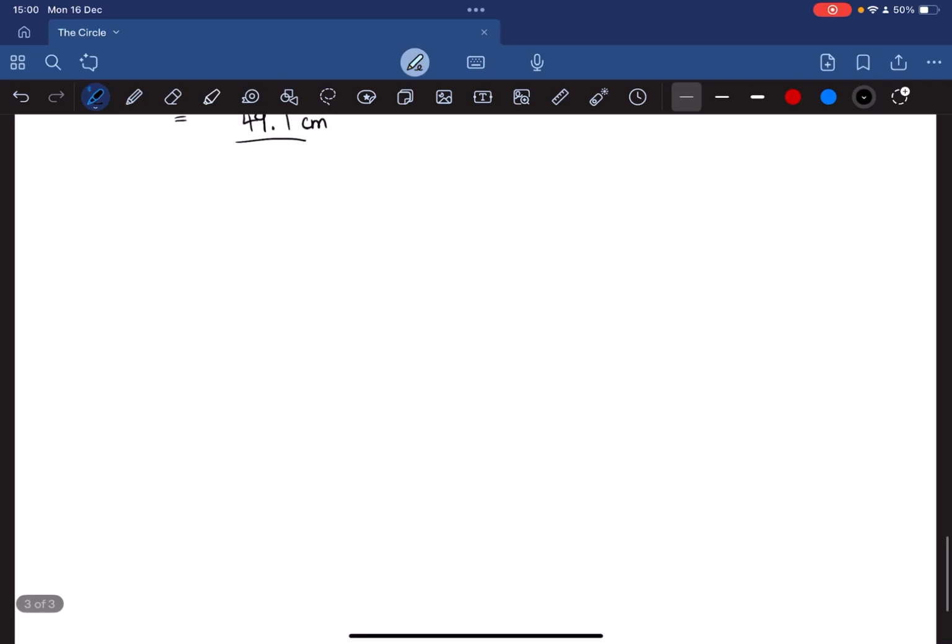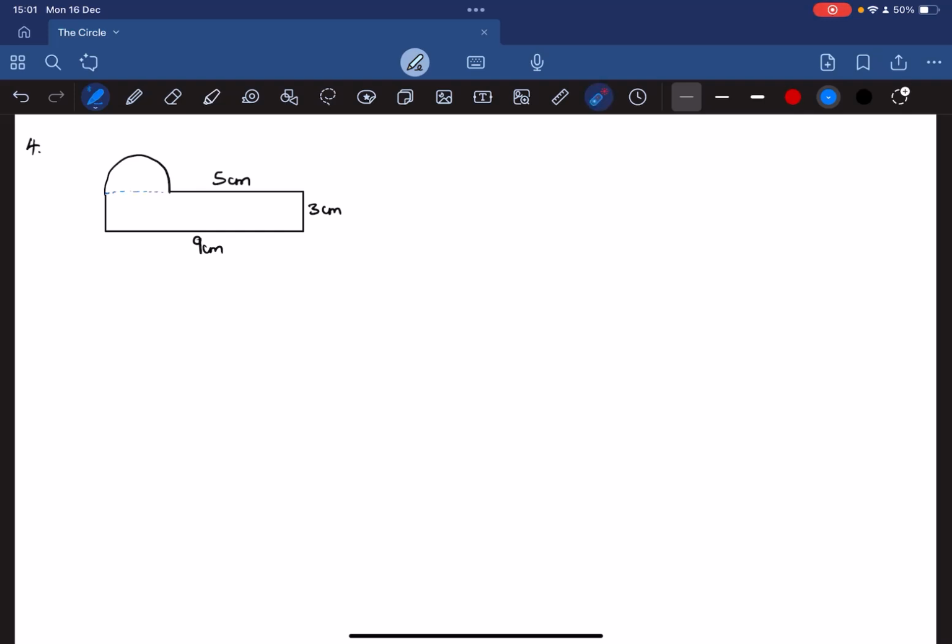Moving on to example number 4, we are given the diagram below. I'm going to start by finding this length right there, and this length is going to be 9 minus 5, and I get 4 centimeters. So this is the diameter. That means the radius, which is from this point to this point, is going to be 2 centimeters. And already I can divide this shape into shape A and shape B. And that is what I'm going to use to find the circumference and the area.